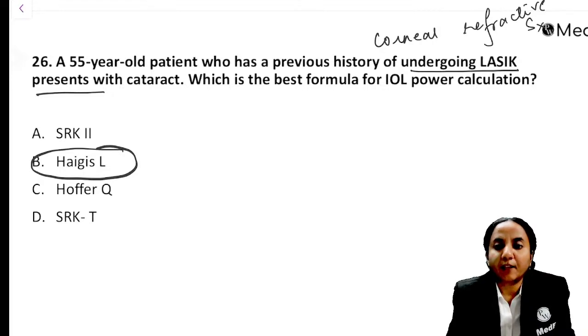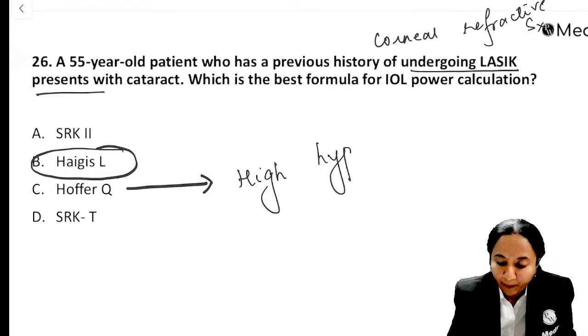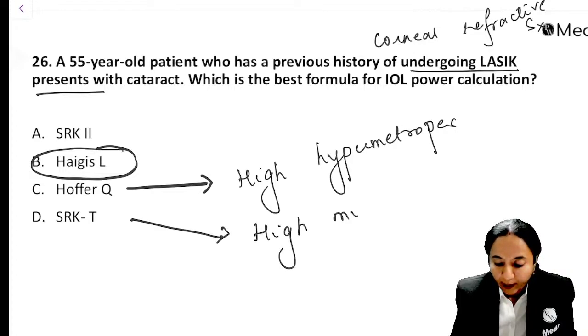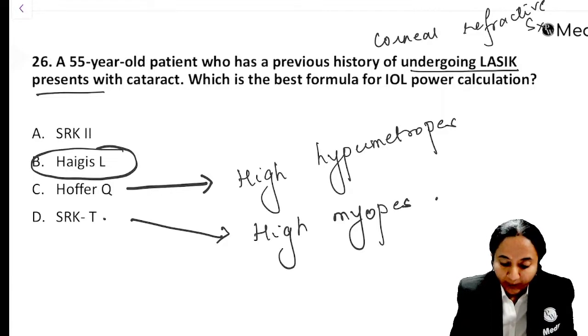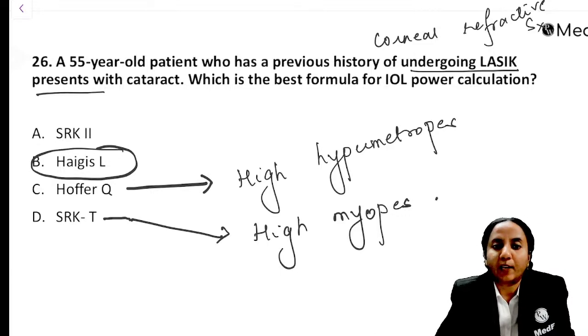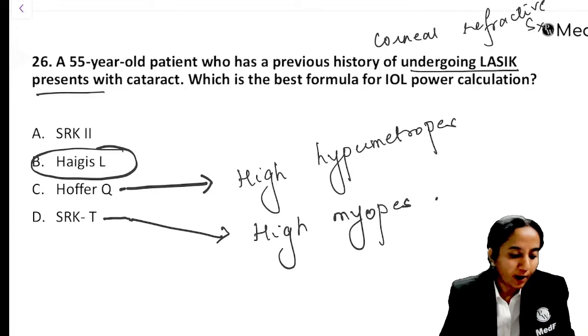Now, just to finish the discussion, where do we use the Hoffer Q formula? Hoffer Q is used for patients who are high hypermetropes. And the SRK T formula is used for high myopic patients. So for high myopes we will use SRK T, and for high hypermetropes we will use Hoffer Q. And for post corneal refractive surgery, you can use Haigis-L.